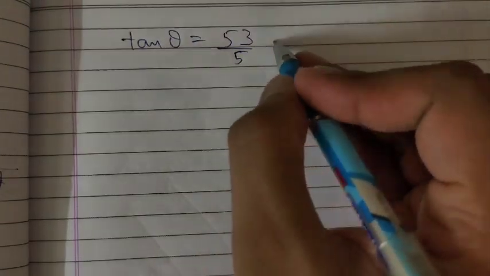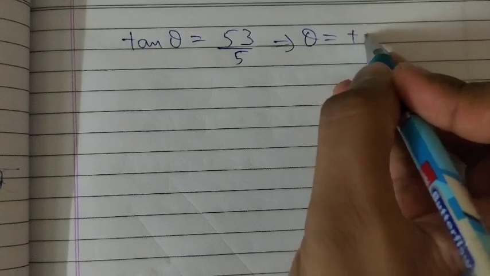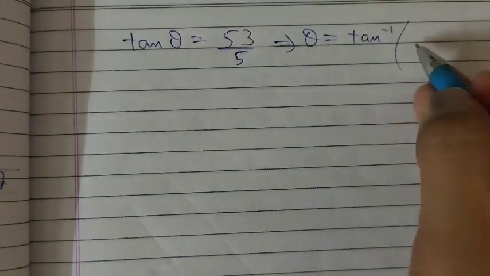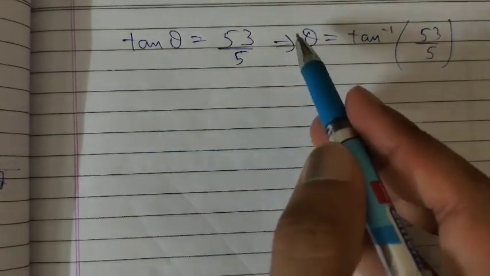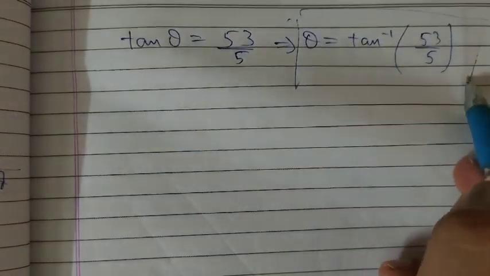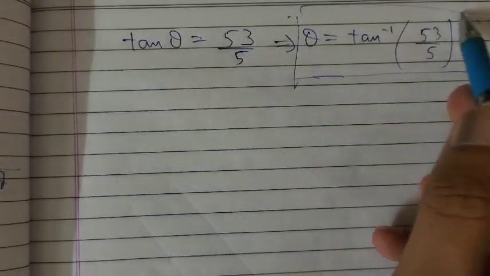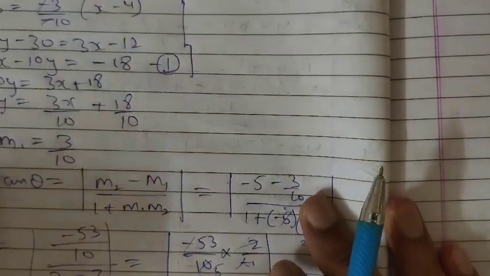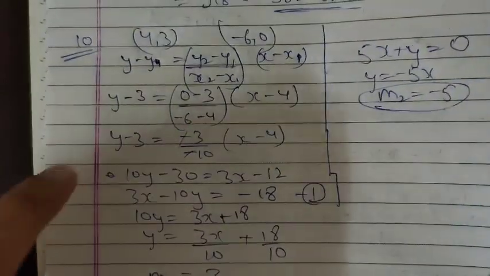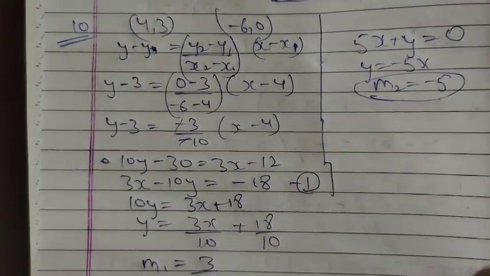So the angle between the two lines, theta, is equal to tan inverse of 53 upon 5. You can leave the answer here. So this is the required angle. Just remember the formula we have used: tan theta is equal to (m2 minus m1) upon (1 plus m1 m2). For it we want to determine m1 and m2, which we have got from here.